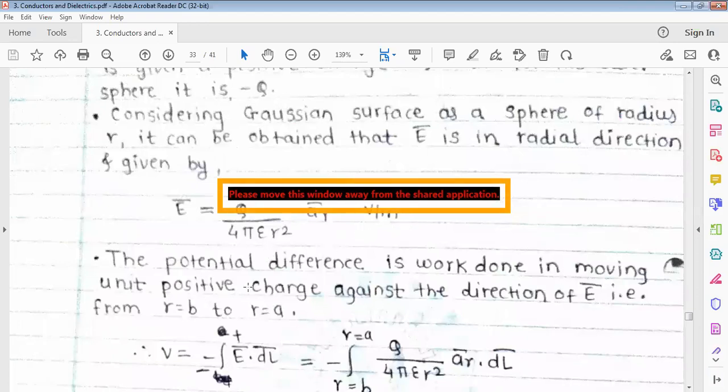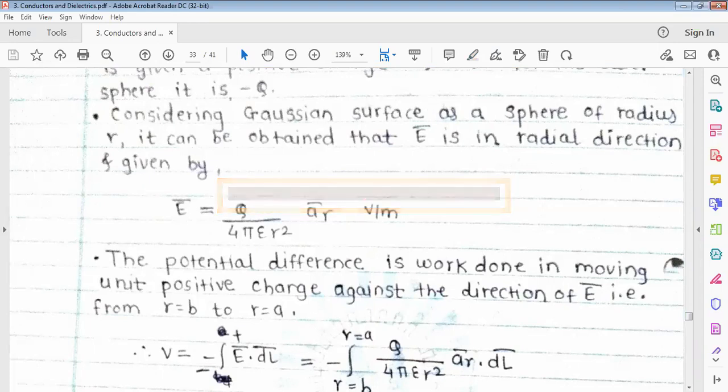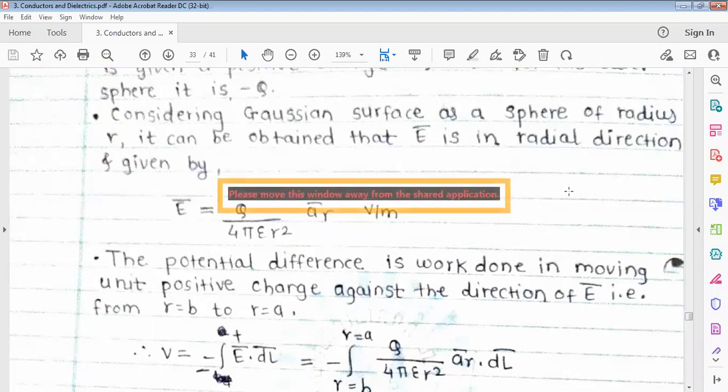Actually, here I cannot draw anything. No pen is there. This is just a highlighter. Okay, no problem. I hope everybody can remember. Just concentrate on my pointer here.